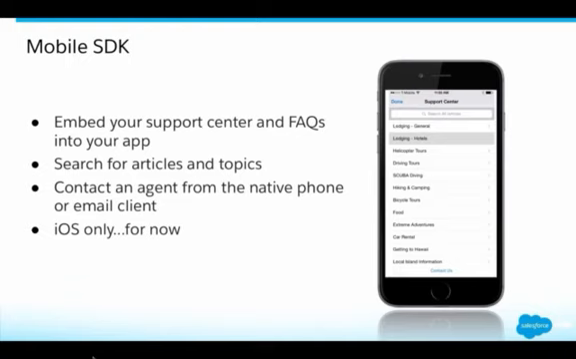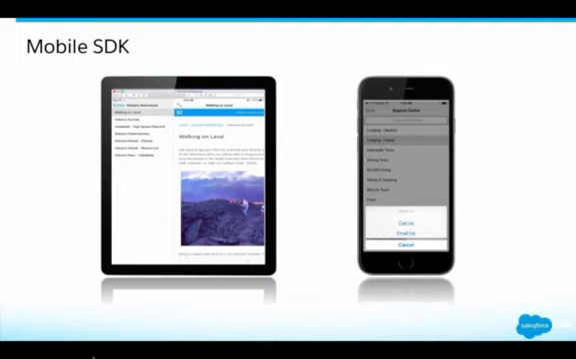But we're interested to hear what you would want feature-wise. Let me just show you some more screenshots on the next page. The one on the left is what it would look like if you're looking at an article on either an iPad or a 6 Plus iPhone. The one on the right is what I mentioned before about being able to contact an agent.